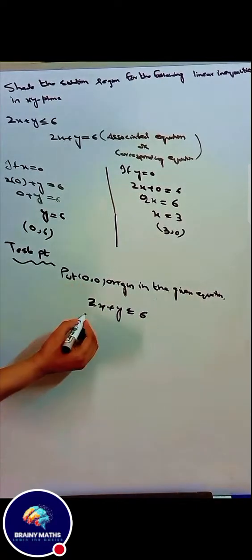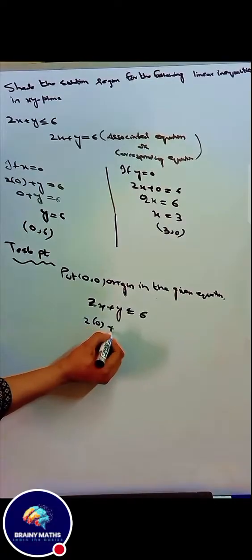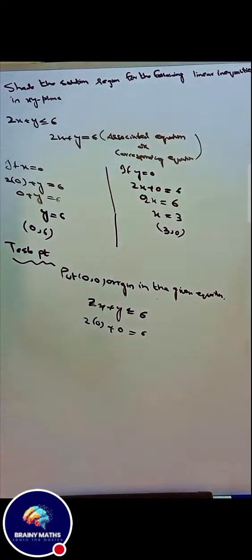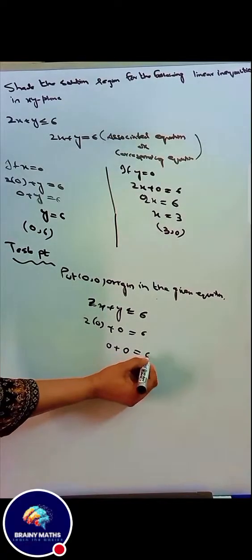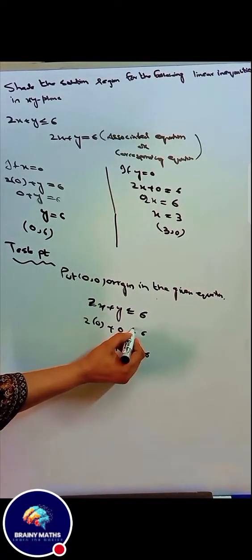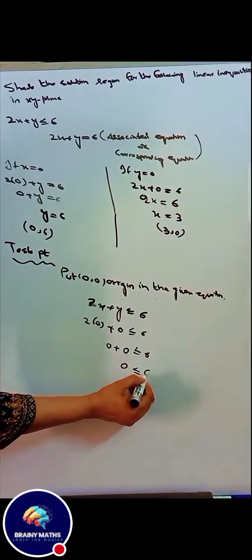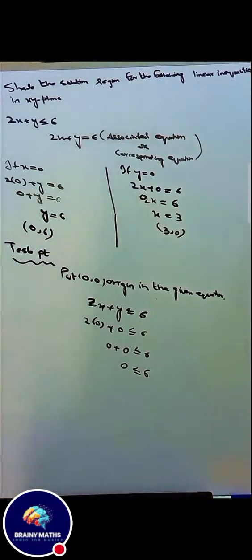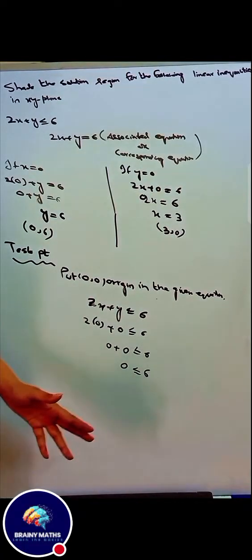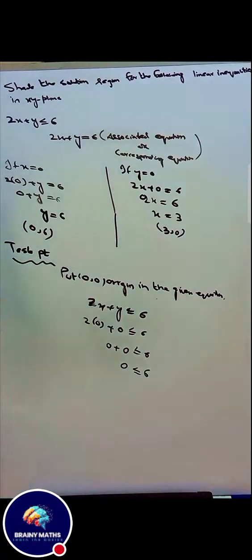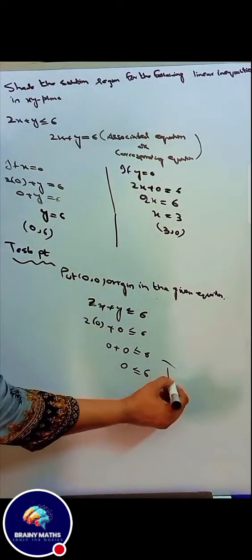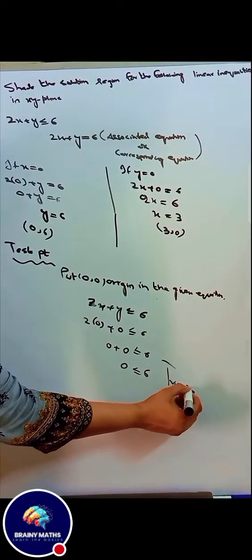Alright, put 0, 0. 2 times 0 plus 0, less than or equal to 6. Any problem here? I hope not. Now, solve it. 2 times 0 is 0, plus 0, less than or equal to 6. Now tell me, is this true or false? Is 0 less than or equal to 6? Obviously, this is true. Yes, 0 is less than 6. So this is a true statement.